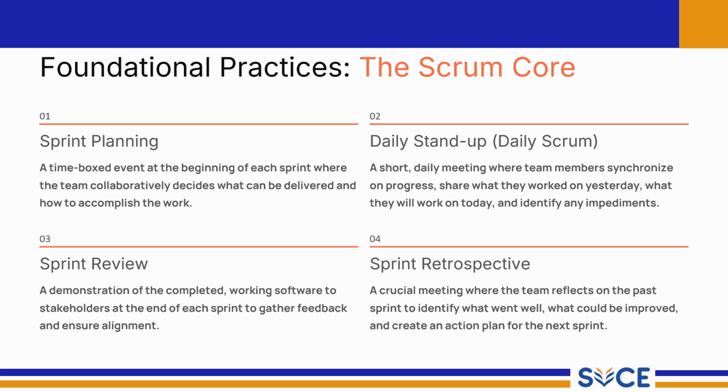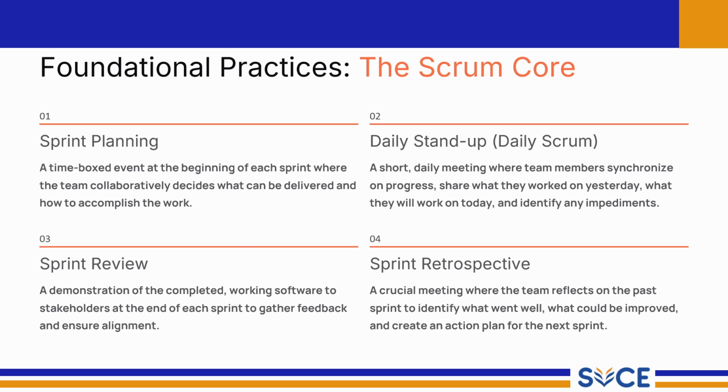A short meeting every day where all the members share what they did yesterday, what they will do today, and what's blocking them. They will discuss the requirements, developers and testers, all those things. The next one is sprint review, a demo for stakeholders showing the completed work and collecting feedback immediately from the stakeholders. And the fourth one is the sprint retrospective, a reflection meeting to discuss what went well and what can improve, and set action points for the next sprint.